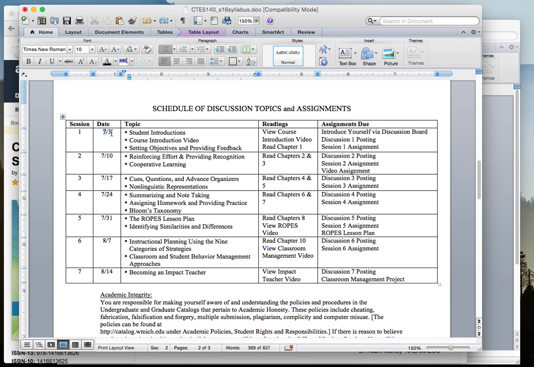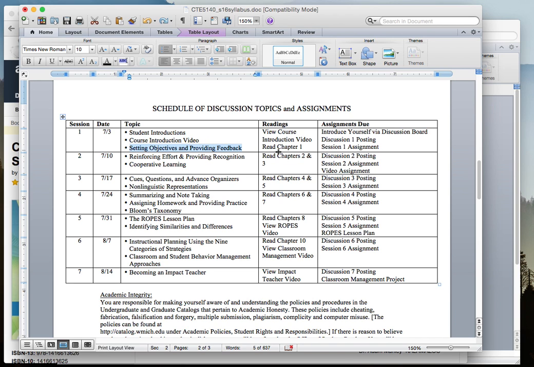And so you'll notice that these are the due dates. Okay? If I remember right, I've made these all due on a Sunday. And you'll notice that the first session starts right off the bat on the 3rd. Here are the topics for that particular session: student introductions, which we'll get to in a minute, the classroom introduction video, which you're watching now, and then reading chapter 1.